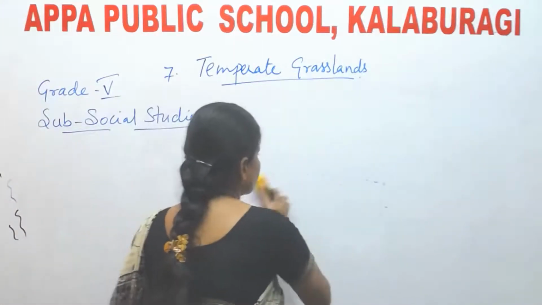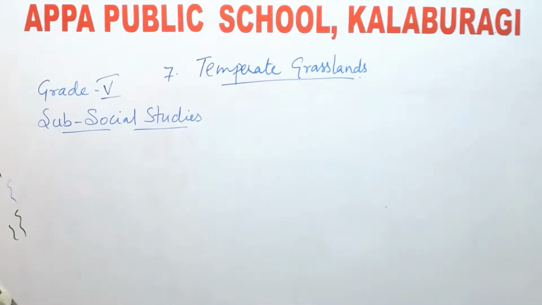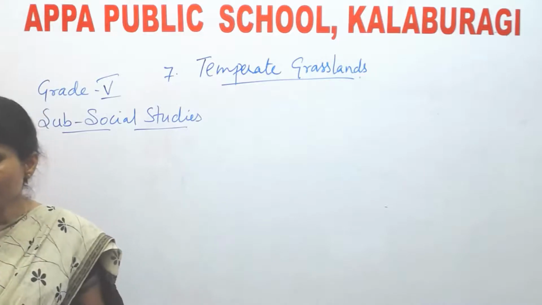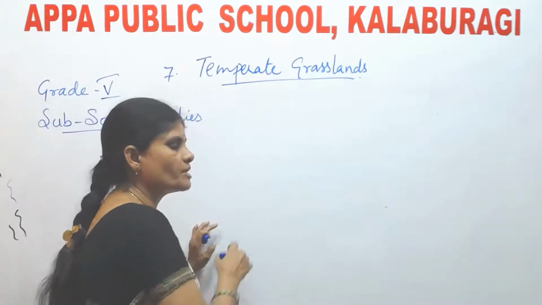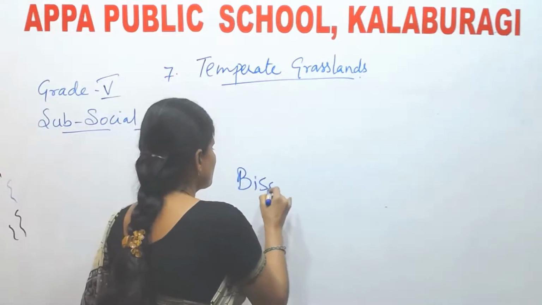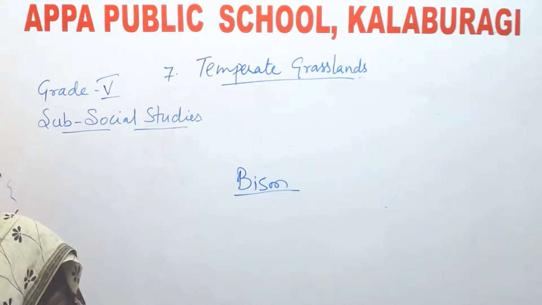Next is, bisons are commonly found in the grasslands of North America. See, which are the animals found in North America? Bisons. Okay, bisons are commonly found in North America.